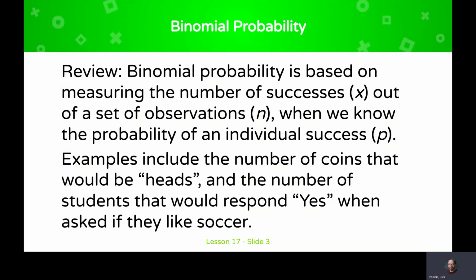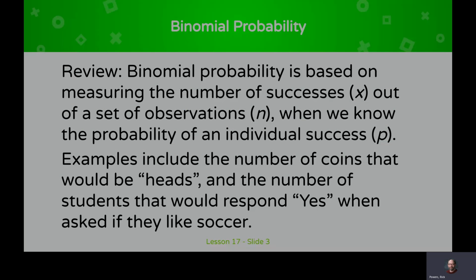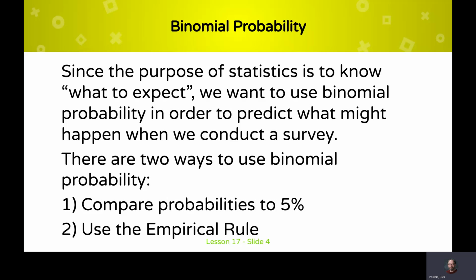Since the purpose of statistics is to know what to expect, we want to use binomial probability in order to predict what might happen when we conduct a survey. There are two ways to use binomial probability. Number one, compare probabilities to 5%. And number two, use the empirical rule.